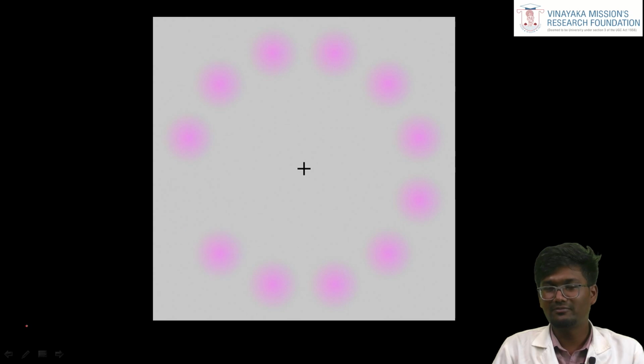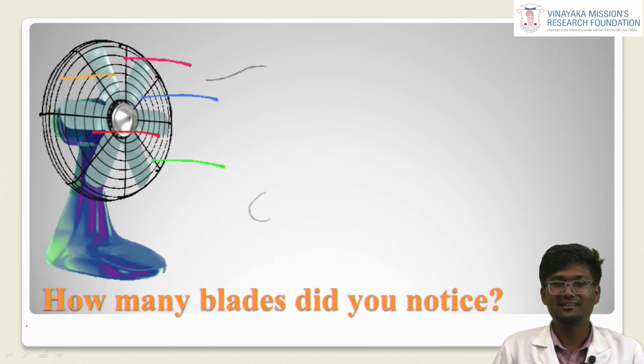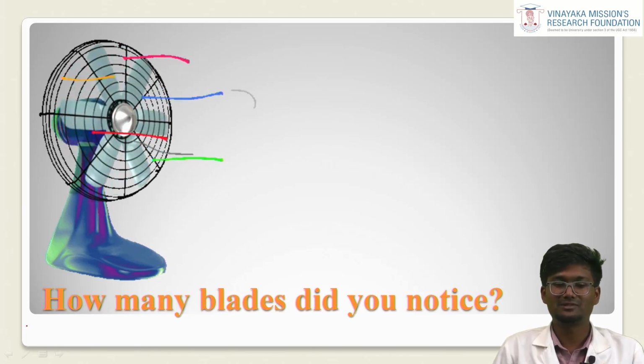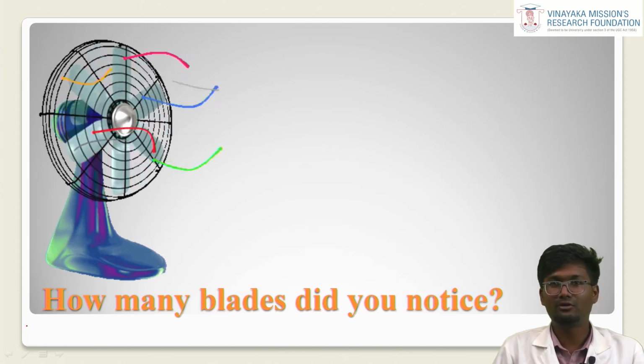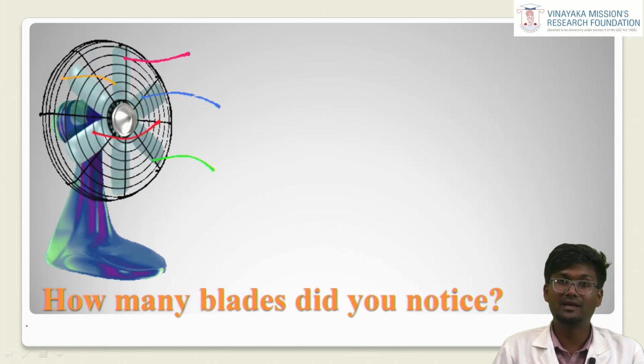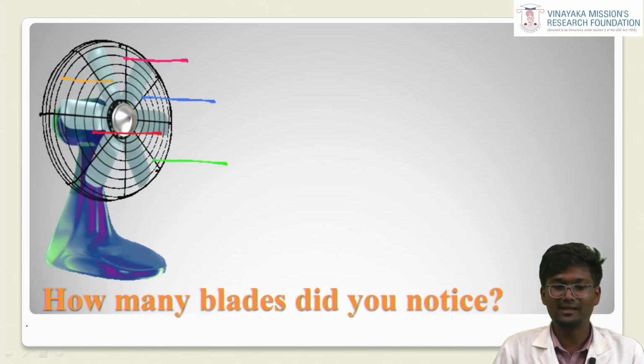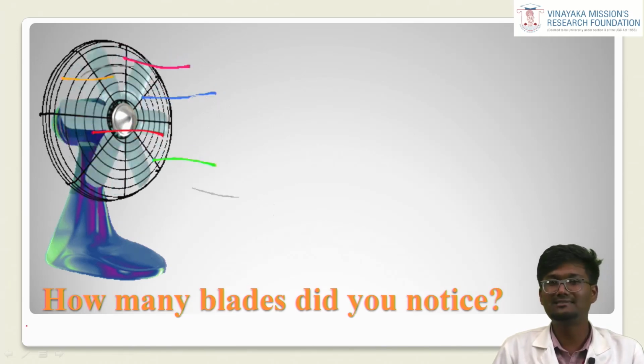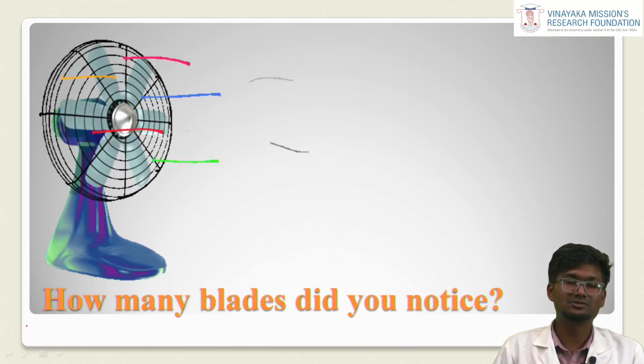This is one kind of perception. Let me show what visual perception is, based on a psychophysical experiment. This is a table fan. We know what it is. How many blades did you notice in this table fan? Some may say 4 blades, some may say 8 blades, some may say 5 blades, but actually the number of blades in the table fan is 3. Why does it appear to have so many?